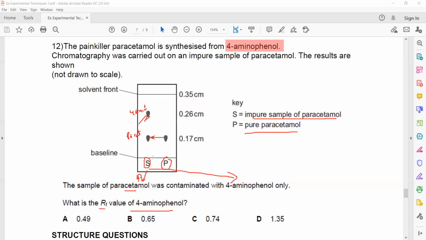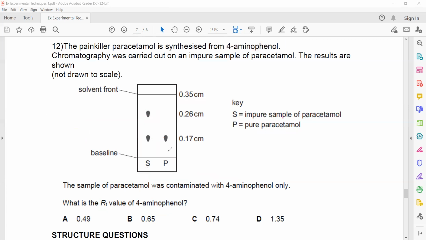So the distance moved by the spot is 2.6 and the distance moved by the solvent is 0.35. So when we find the RF value for 4-aminophenol, that is 0.26 divided by 0.35. So it will come out as 0.74. So C will be the right answer. 0.26 divided by 0.35, because we don't need the RF value of paracetamol, we need the RF value of 4-aminophenol.